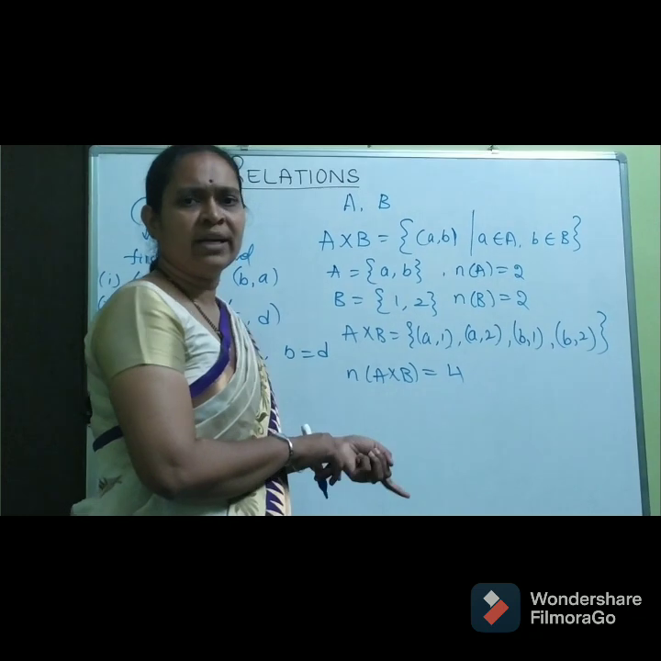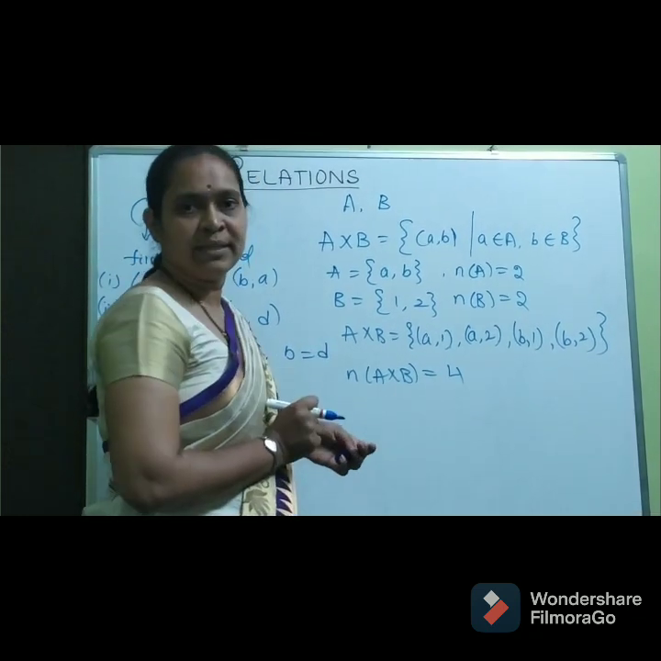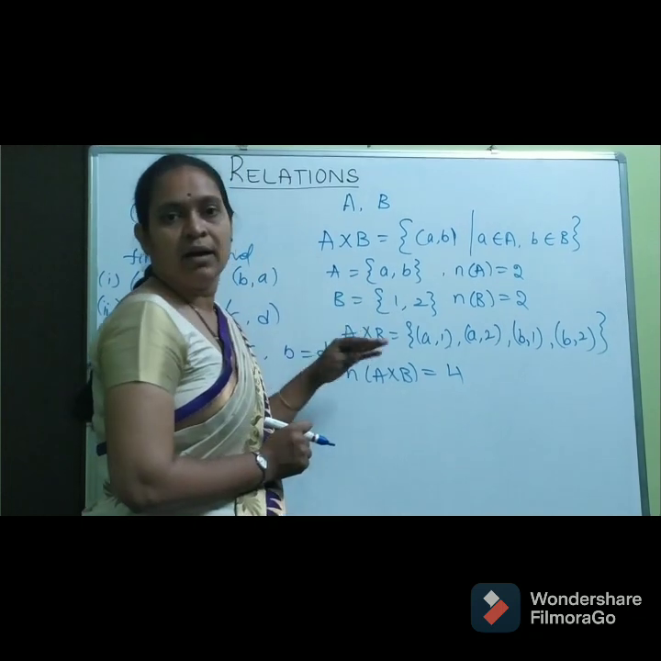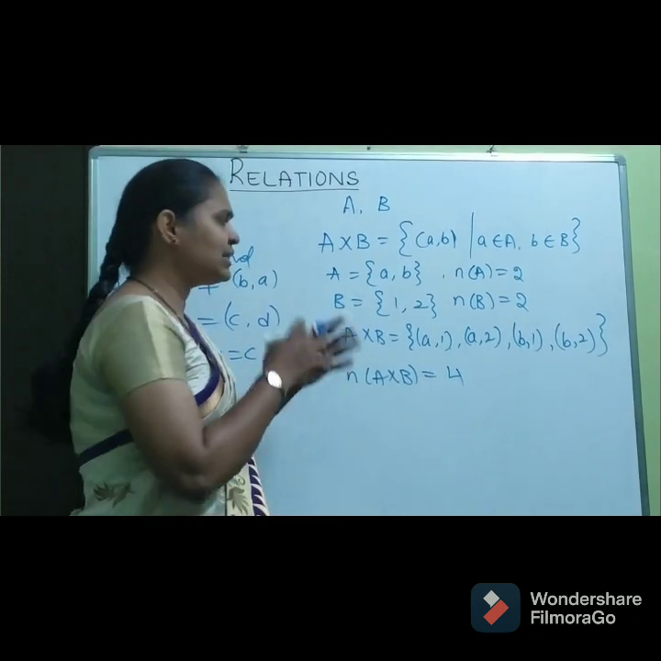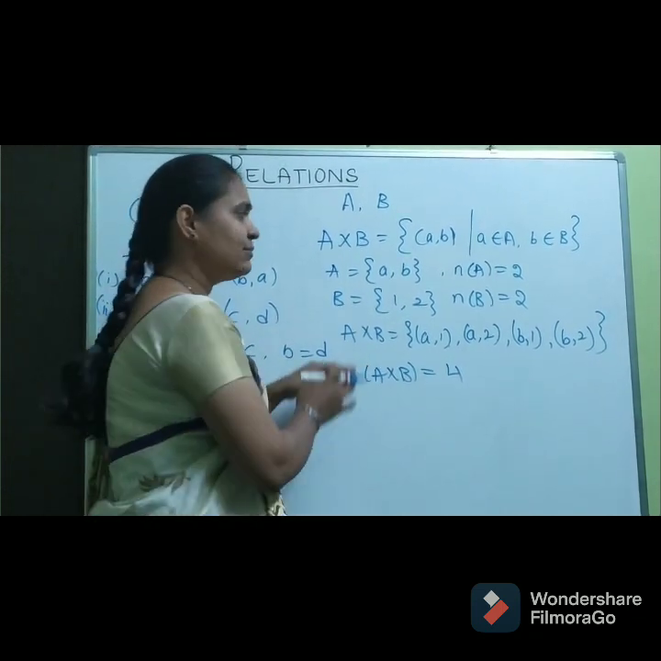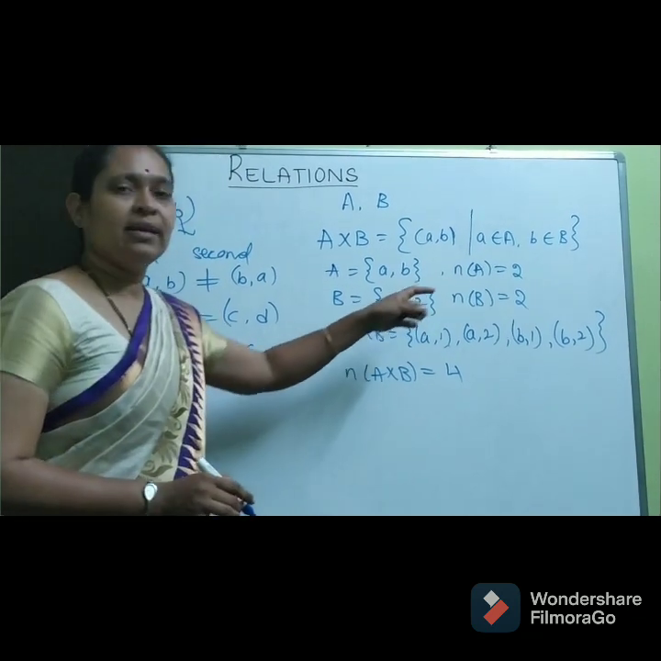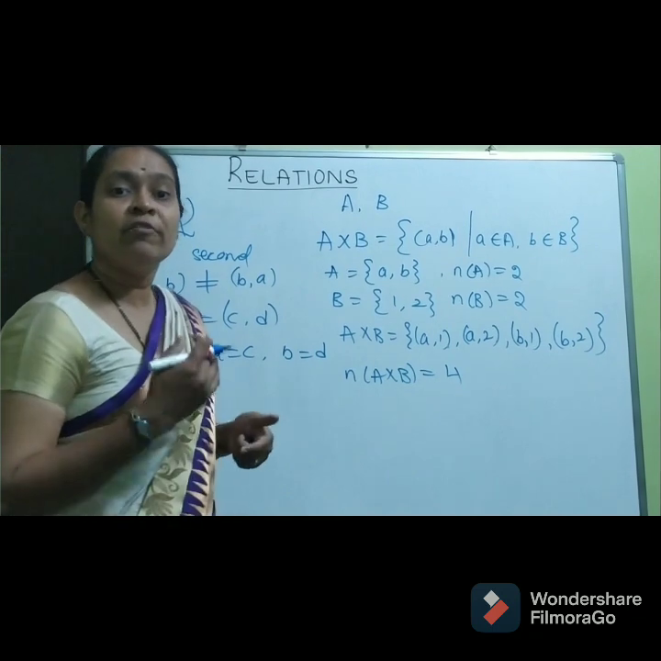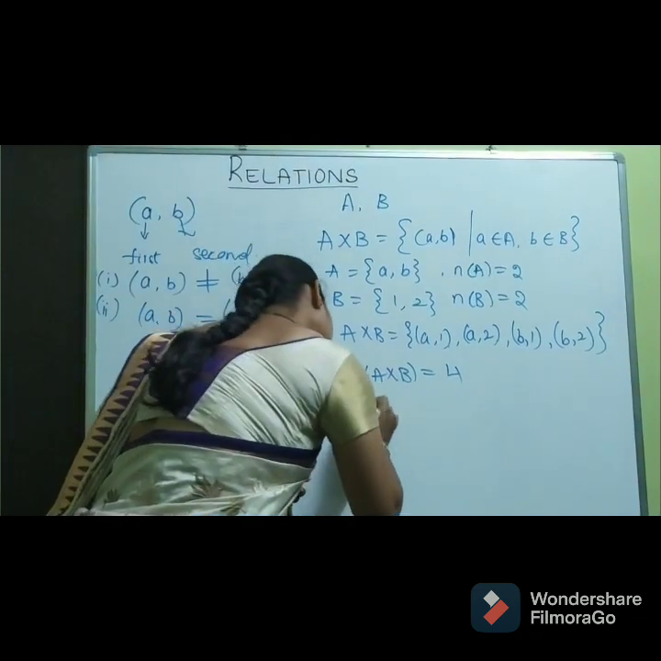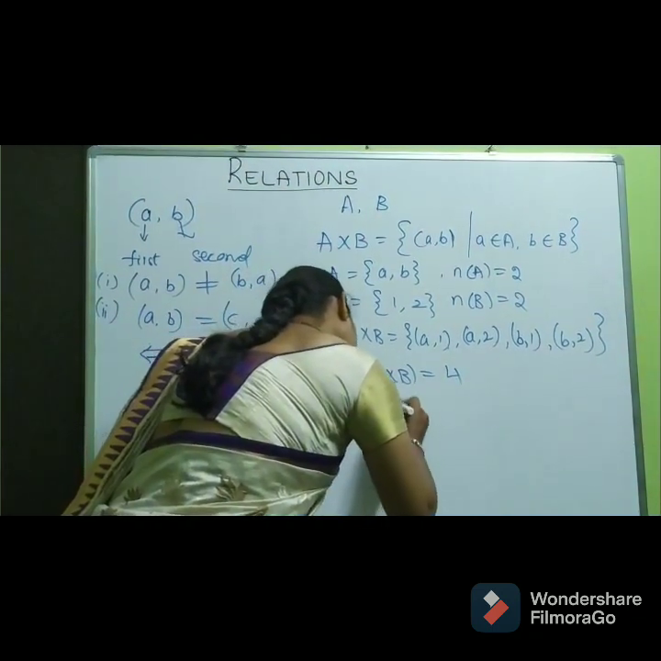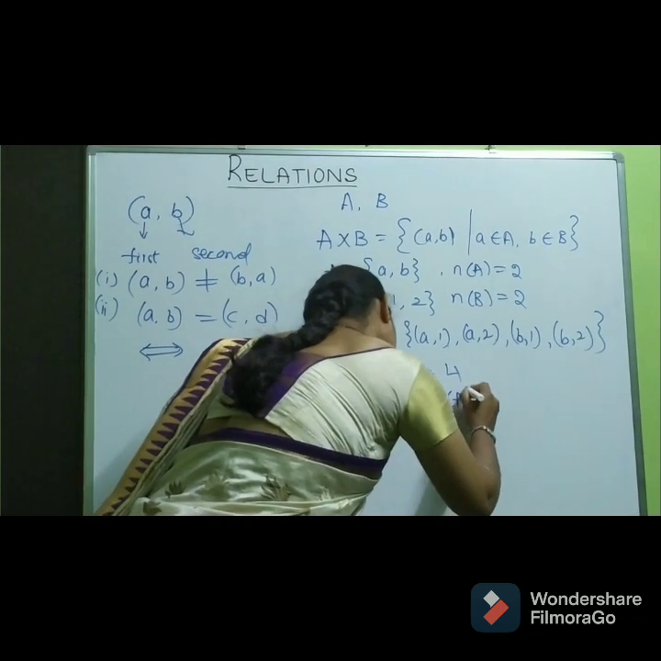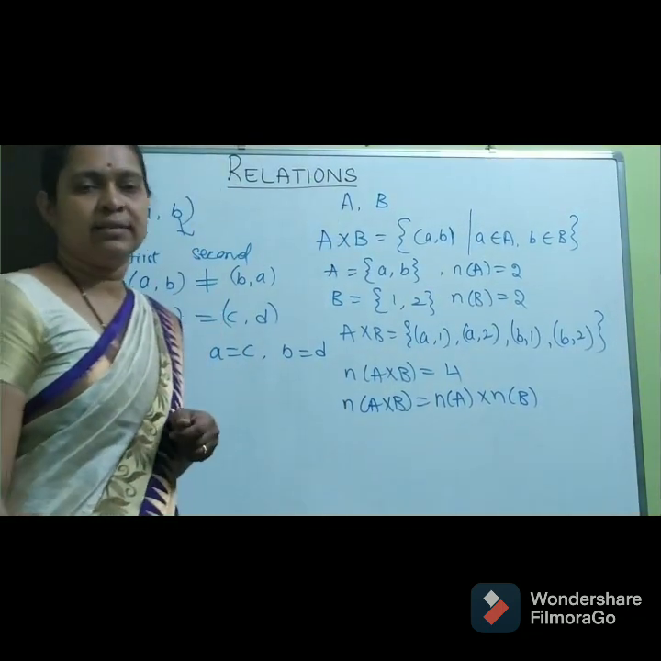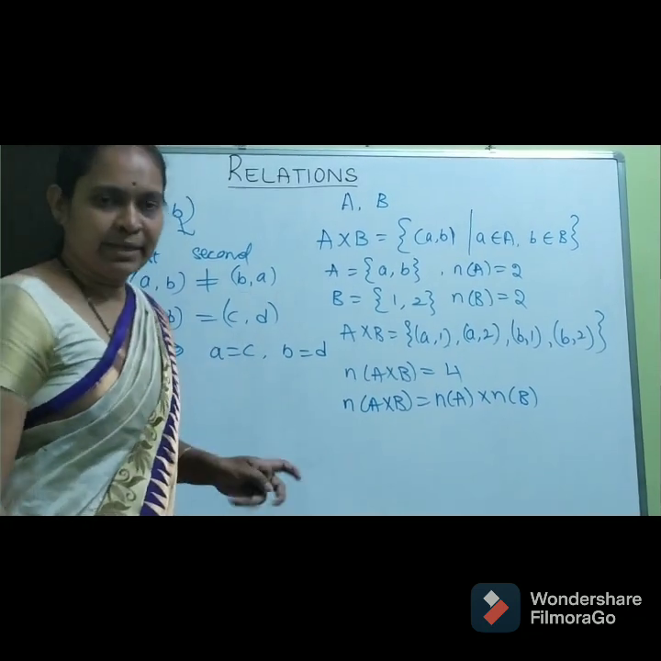This is very important because questions will appear from this concept. They will give A cross B. They will ask what is n of A, n of B, or else something else. Like that they will ask. This is very important. A cross B contains n of A into n of B number of elements. That is, n of A cross B is equal to n of A into n of B.